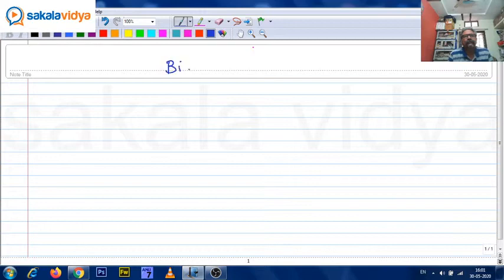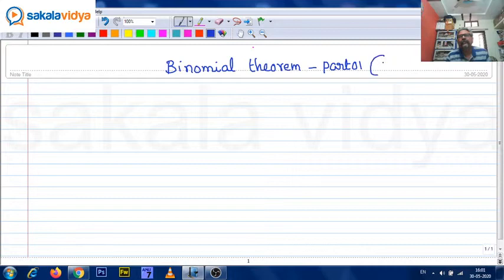Binomial theorem, part 1. This is actually, we can say that 2 to 3 marks, 2 or 3 questions may appear in the examination. Right, binomial theorem part 1 today.